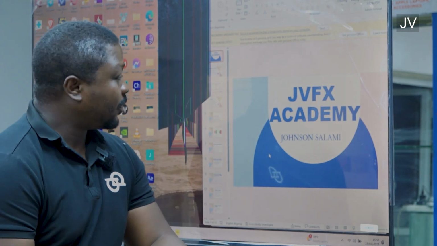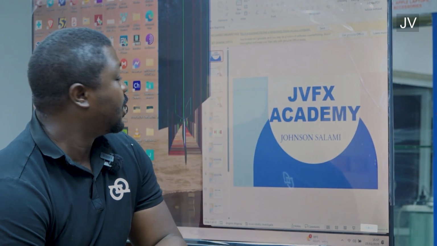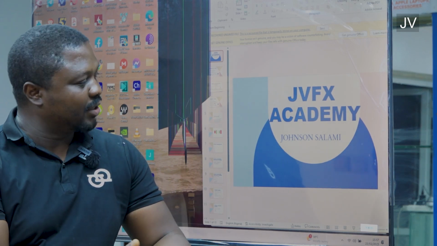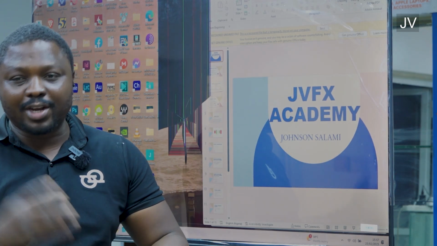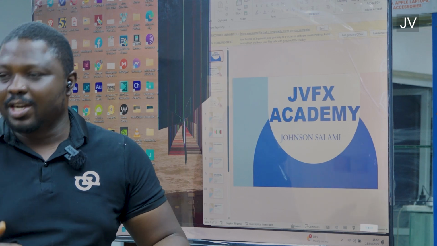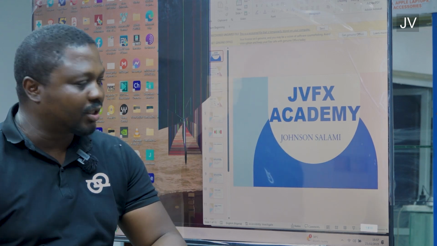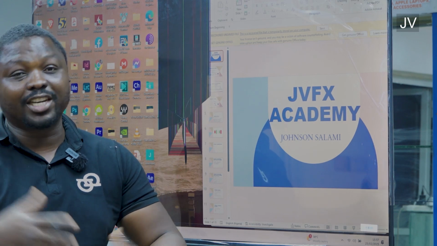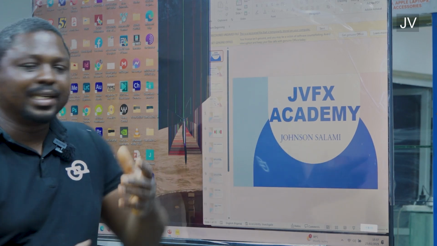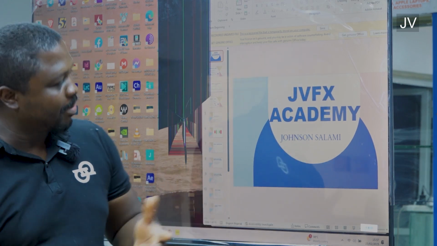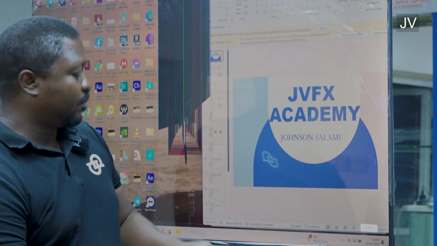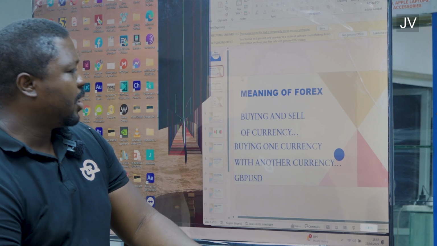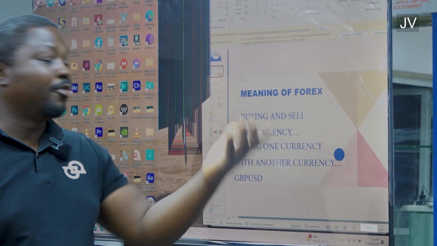Now, what we are going to learn this afternoon: we are looking at the basics of Forex and the different terminologies of Forex, the timing, the time zones, or what I call trading sessions, and then we look at the candlesticks and so on. Now, let's move on to the first slide. What is Forex? Meaning of Forex.